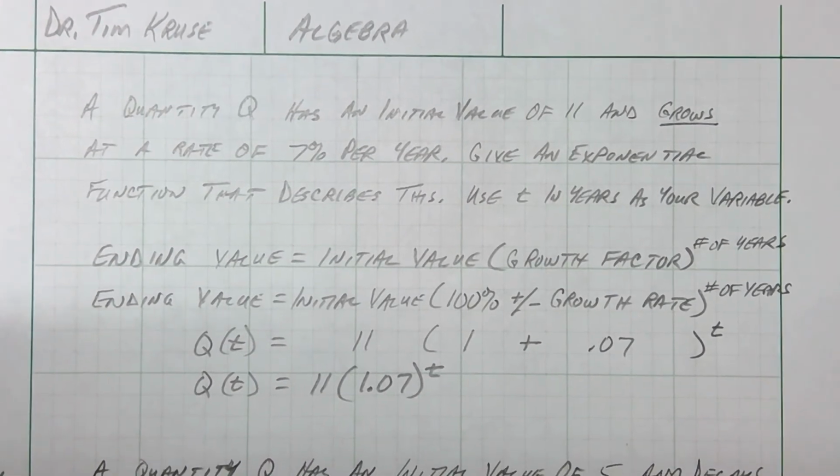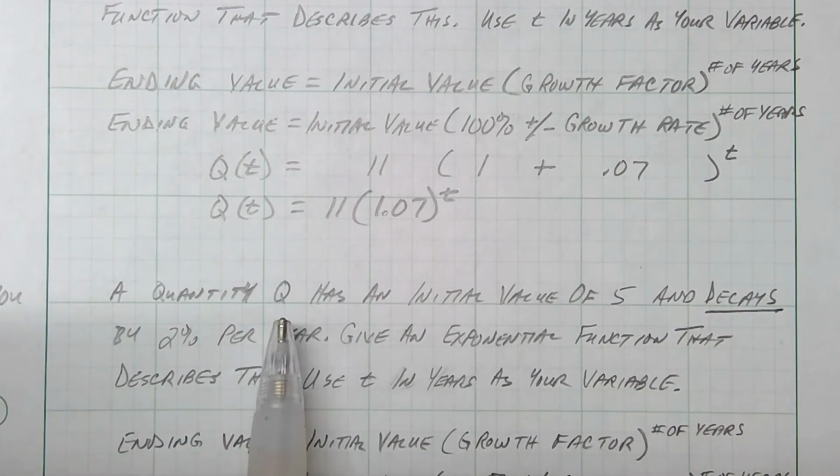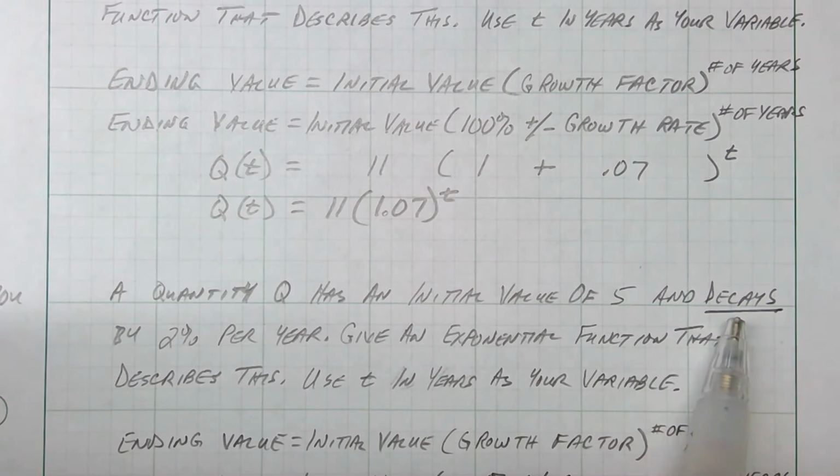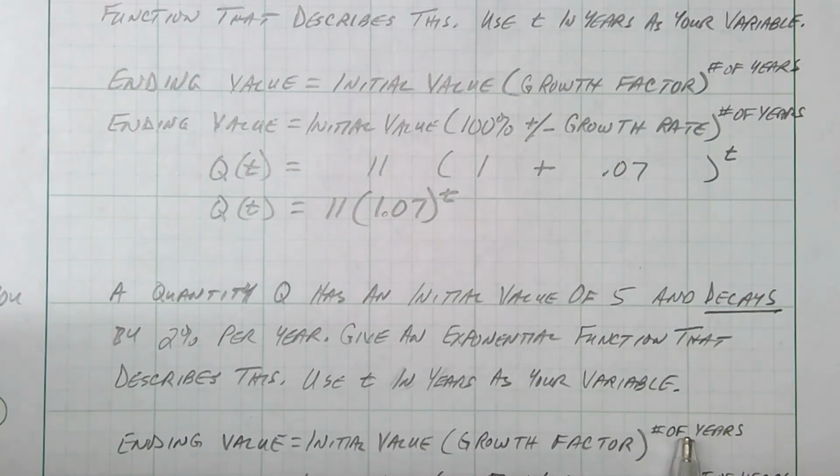All right. Okay, you guys try this one. A quantity Q has an initial value of 5 and decays. I underline decay now. So remember, when it's decaying, it's becoming less. So you're going to be multiplying by a number less than 1. It decays by 2% per year. Give an exponential function that describes this. Use t in years as your variable. So basically the same problem, but it's decaying. All right, so start off like this. Ending value equals initial value times your growth factor raised to the number of years. And then go ahead and pause the video and just take a shot at it and see how you do.